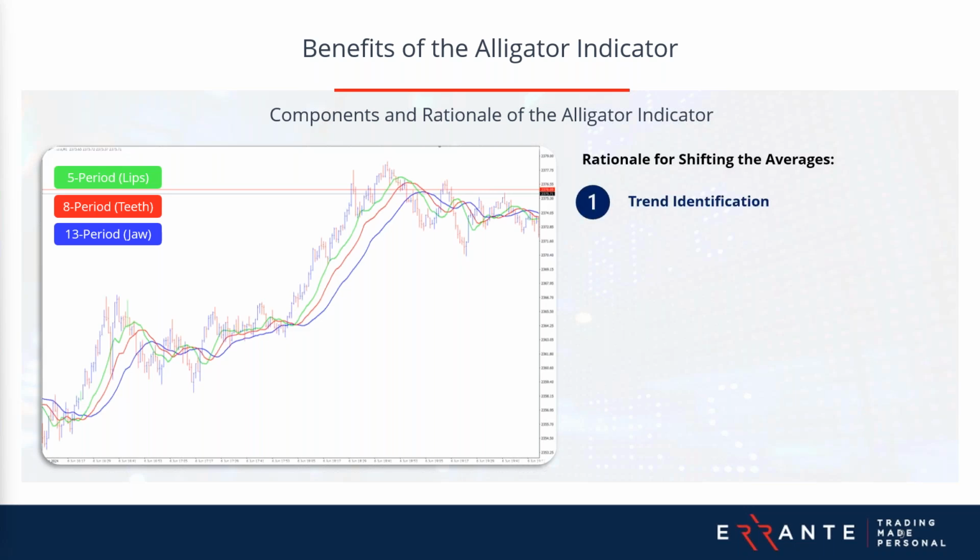First is the trend identification. The primary benefit of this indicator is that Alligator helps traders identify whether the market is trending or ranging. Okay, so when the jaw, teeth, and lips are intertwined, the market is in a range, or we say sleeping. When they're spread apart, the market is trending.